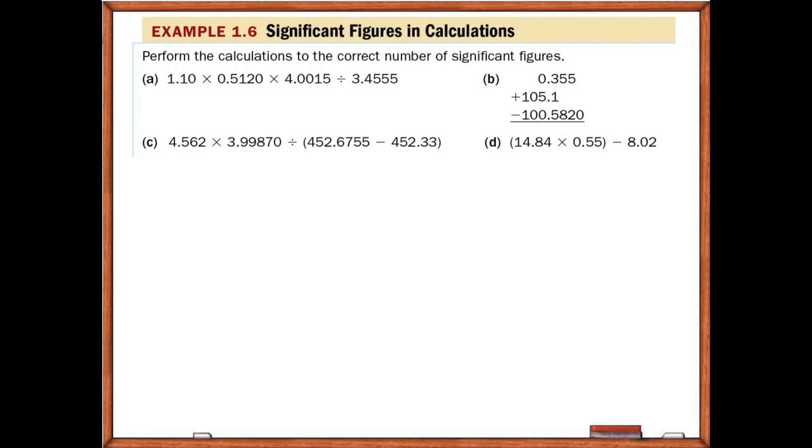Now I have a couple for you to try. Try these A through D, see how many sig figs you report in your answer, and see if you can report the correct answer. Go ahead and pause the video for a second, work these out, and when you come back, we'll go over them.